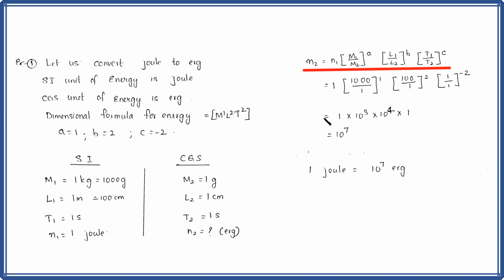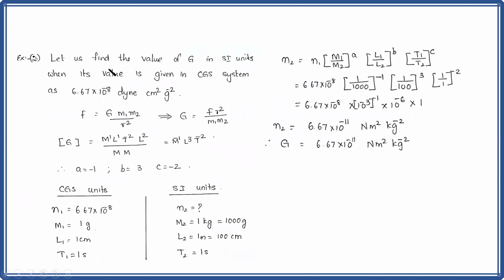Let us take another example. Let us take the value of G, the universal gravitational constant. When its value is given in the CGS system, and then what we have to do is convert it into the SI system.